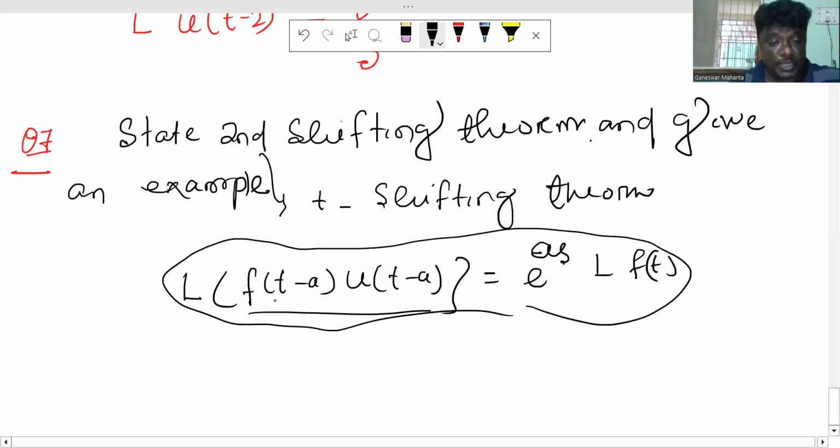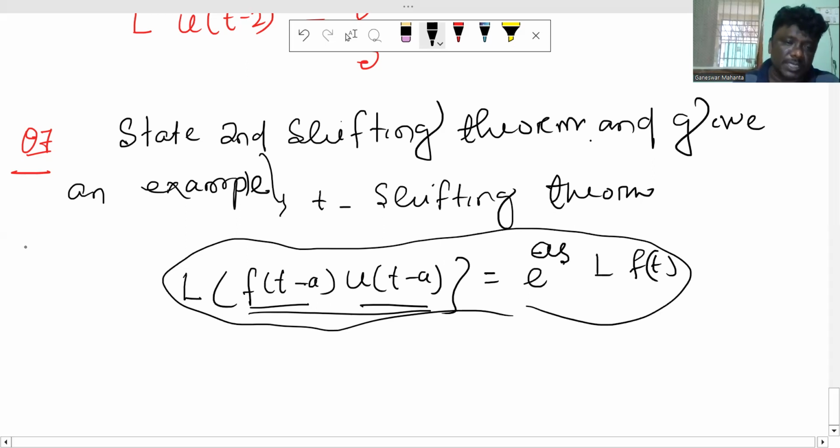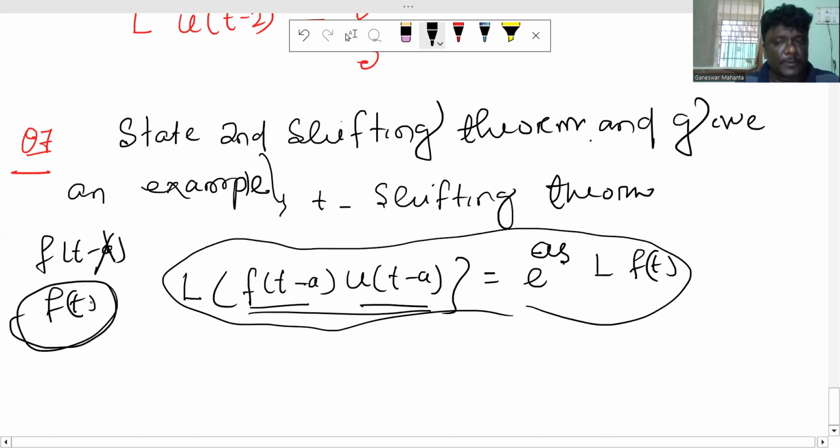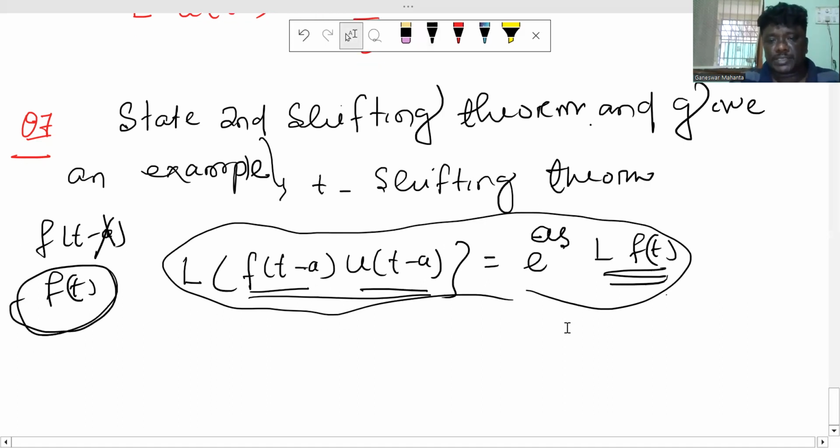Just remember, when the function is shifted to t minus a and the unit step function is also shifted to t minus a, then a is removed here. How does a get removed? It combines into the exponential function e to the power minus as. Then a goes away from f, which was t minus a, and what remains is f of t. The Laplace of this f of t has to be calculated here. So this is called the second shifting theorem.